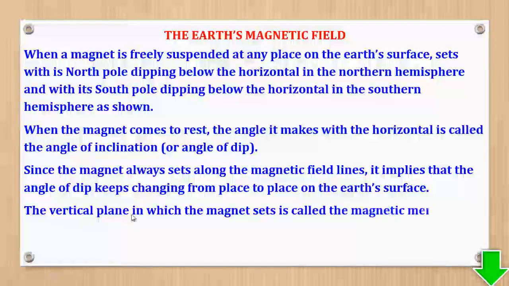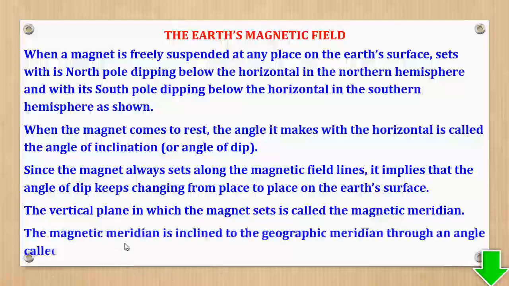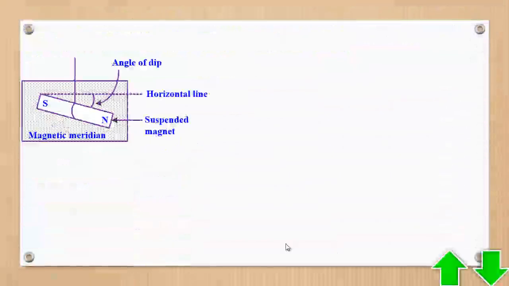The vertical plane in which the magnet sets is the magnetic meridian. The magnetic meridian is inclined to the geographic meridian through an angle which we call the angle of declination. So now we have two things: the angle of inclination and the angle of declination. Let's look at these planes.